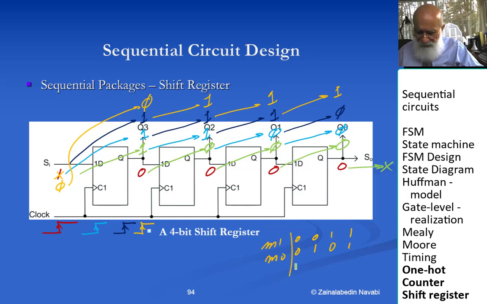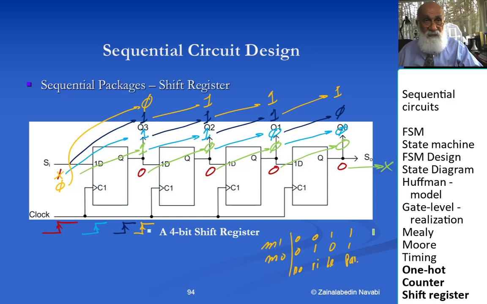0, 0 is do nothing. 0, 1 is right shift. 1, 0 is left shift. 1, 1 is parallel loading. Okay, and then again, the same way with the counter, this can very easily be implemented by one flip-flop having a multiplexer on the left-hand side, selecting one of the inputs either from the left, from the right, or from itself, or from the outside.